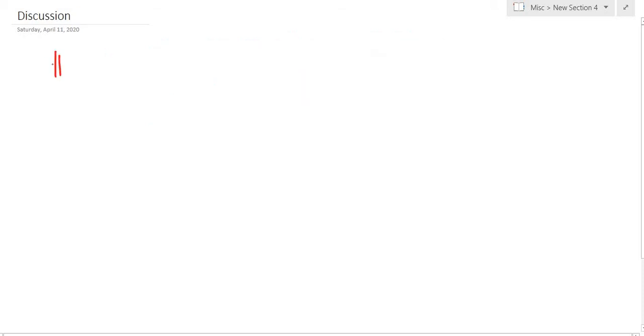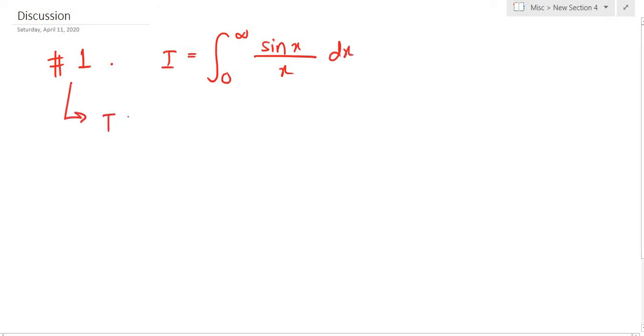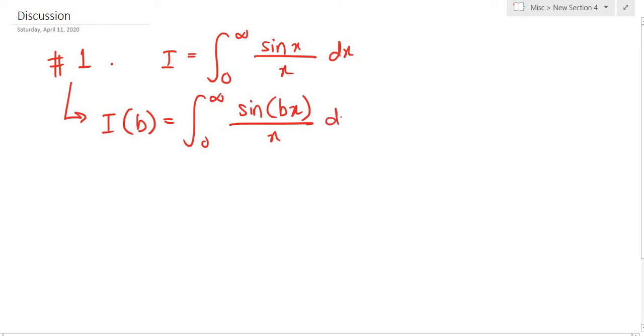So we have case number 1. Say we parameterize our I. First let me just write I, the integral from 0 to infinity of sine of x over x dx. Say I were to parameterize this function as I of b is equal to the integral from 0 to infinity of sine of b times x divided by x dx.